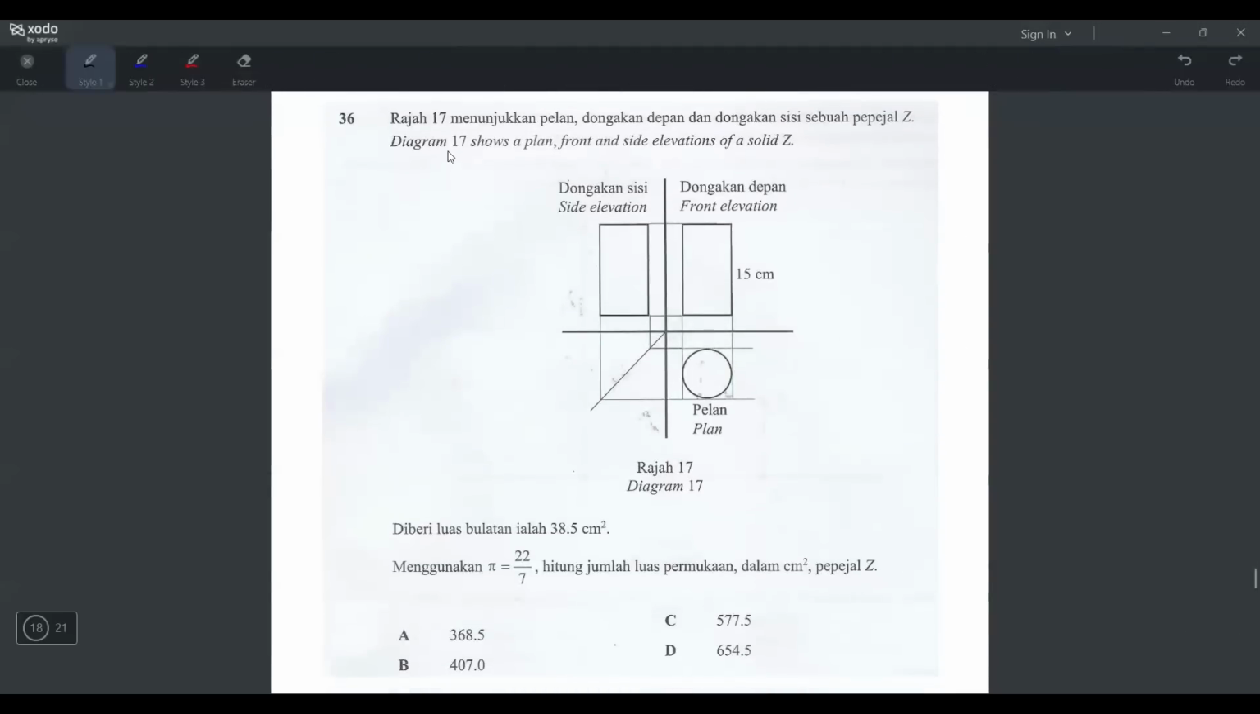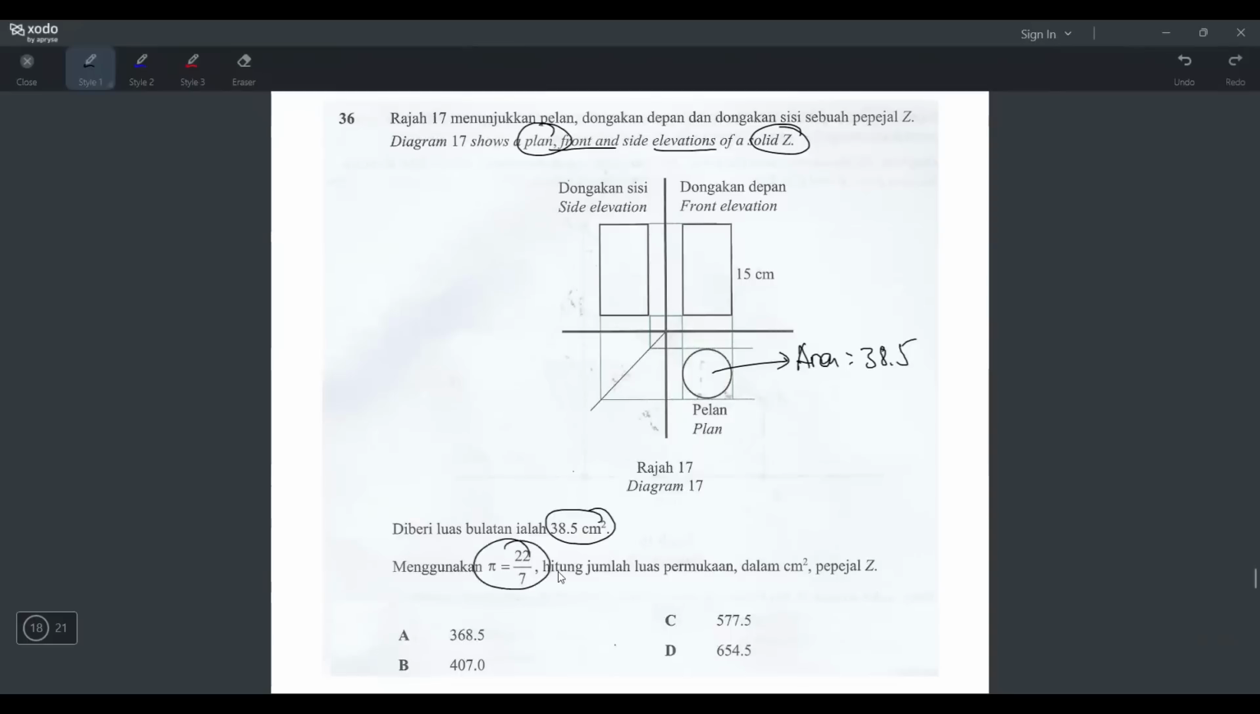Okay, let's continue. 36. Diagram 17 shows a plan, front and side elevation of solid Z. So they give you the side elevation, side view, front view, and the top view. Plan means the top view. Okay, they say the area of the circle is 38.5 cm square. And the area of a circle is pi r square. So we can actually find the radius of the circle. But don't find it first. Let's see what they want.